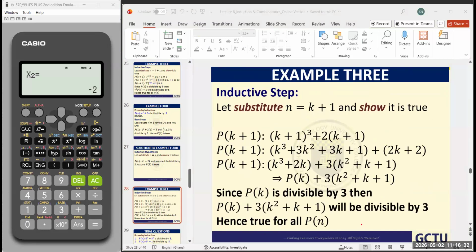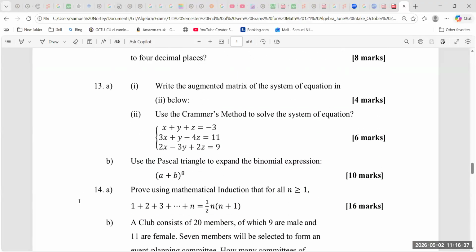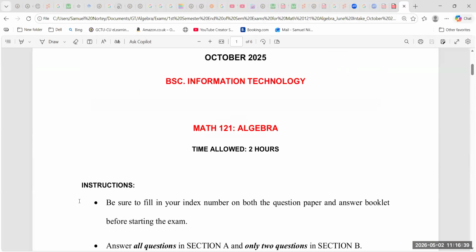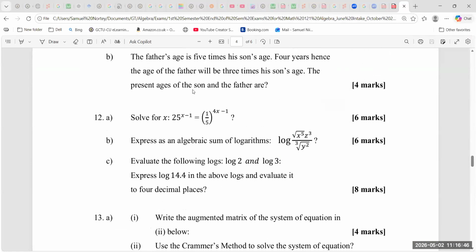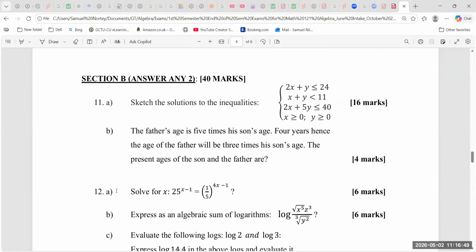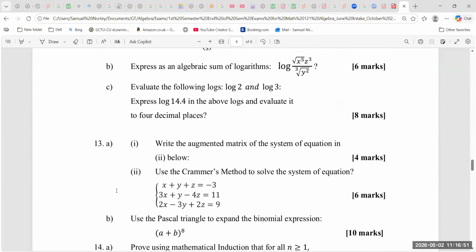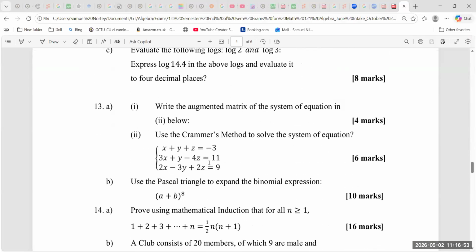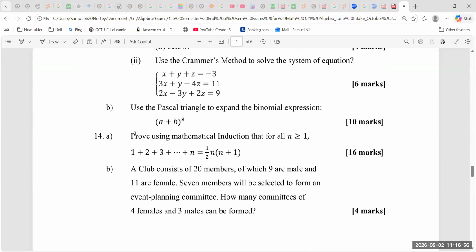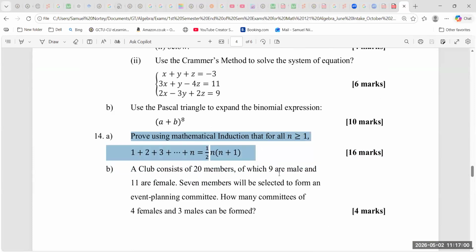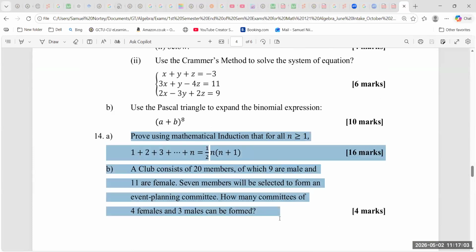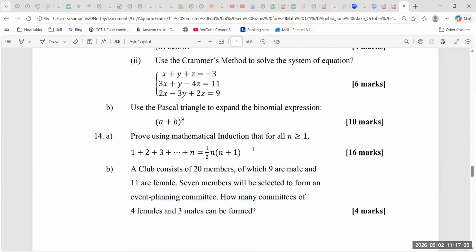So let me just show you, let's say the 2025 paper. This was 2025 October, so June intake. So session B, you see that the first question is on inequality. Second question is on logarithm. Third question is on matrices. And then the last question is on induction. And so I'm saying today's lecture is because there will be a question on induction. Somebody may choose to answer that. That is why I'm doing what I'm doing today.